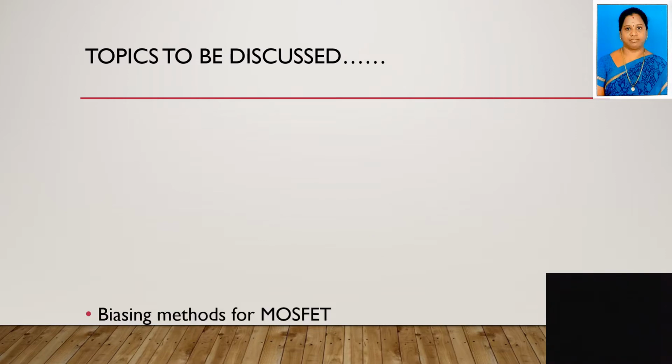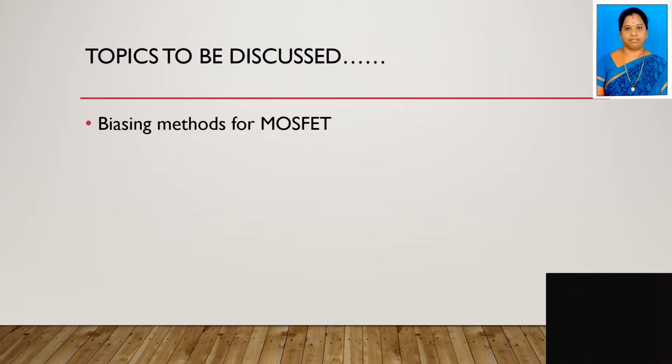The topic we are going to discuss today is biasing methods for MOSFET. Already we have discussed the first method, which is biasing with feedback resistance. Just recollect the previous session. Biasing is the process of giving the supply to the transistor in order to make it operate in a desired region. For the MOSFET we have three regions: cutoff, saturation and non-saturation region. Out of these three, we have to make the MOSFET operate in the saturation region in order to act as an amplifier. For that we need some biasing methods.